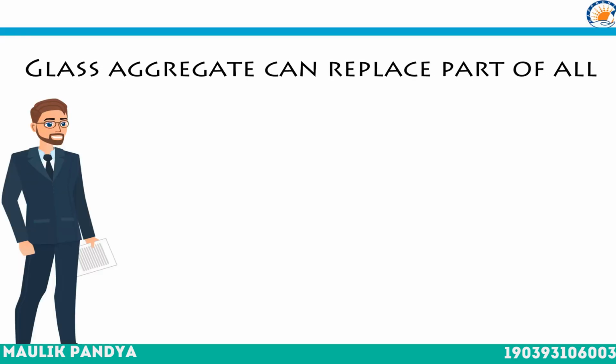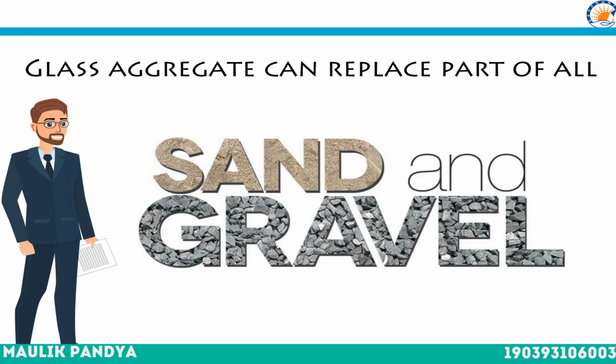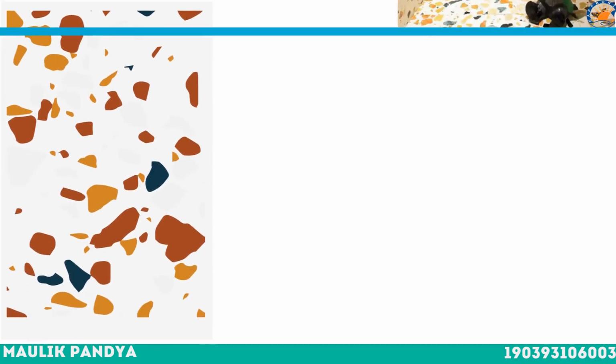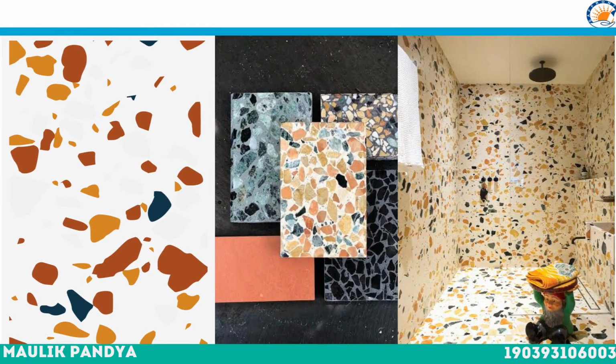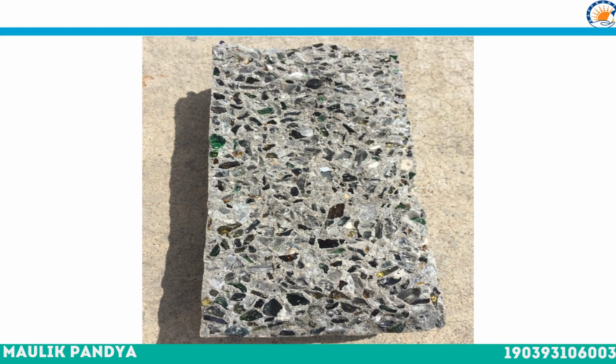Glass aggregate can replace part or all of the sand and gravel in concrete, for effects that range from colorful terrazzo, to granite or marble-like finishes, to concrete that reflects light like a mirror. Glass aggregate can even be used to produce concrete that literally glows.